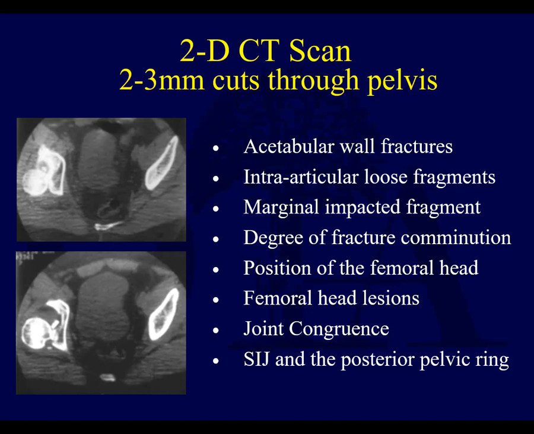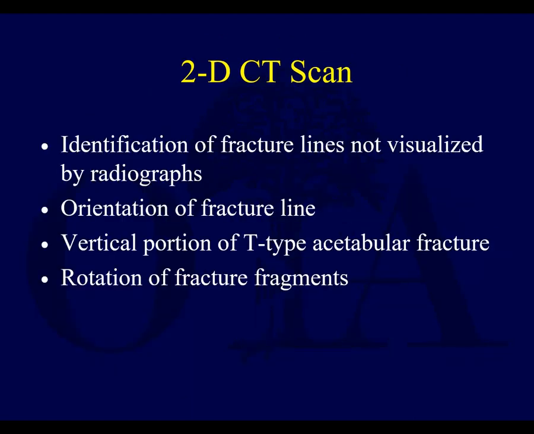Okay. What about CT scans? Well, CT scans absolutely help to show acetabular wall fractures, intra-articular loose fragments, okay, shown very nicely right here. Here's a little loose fragment. You may not see that if you just got x-rays. Marginal impaction, it's a very important concept that you need to understand, seen oftentimes in posterior wall fractures. CTs help show the degree of fracture comminution, where the femoral head is, if there are femoral head lesions or a femoral head fracture. Right, and also help to critically show you if there's joint congruence, and also show the SI joint very nicely, and sacral fractures, which may not be seen very easily on plain radiographs.